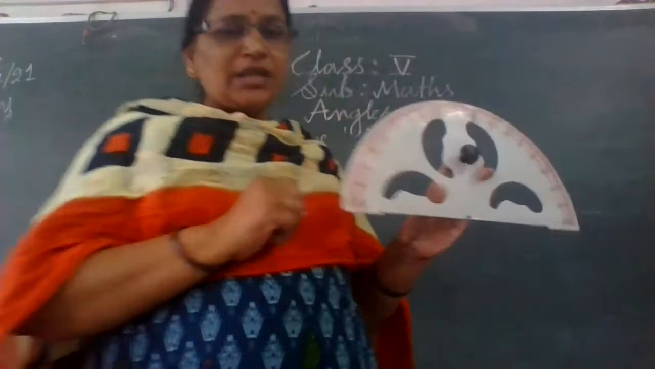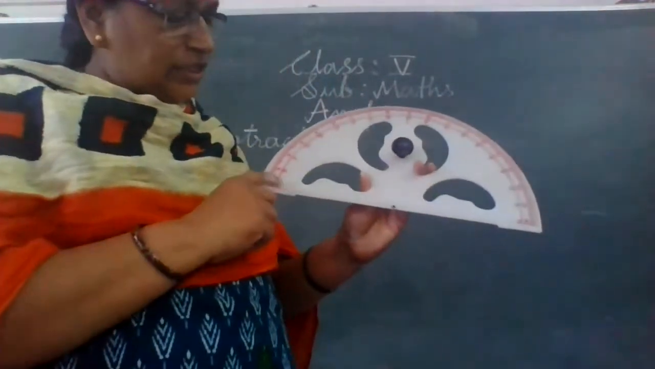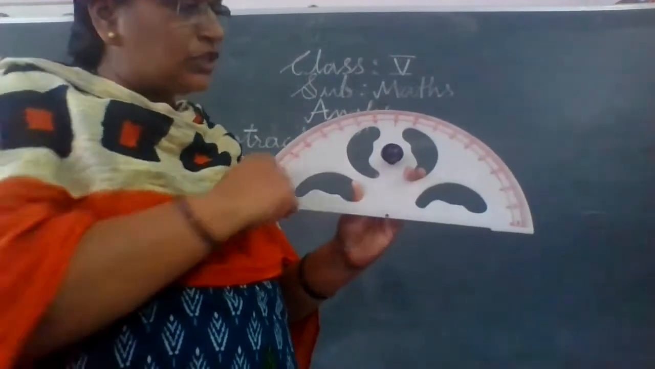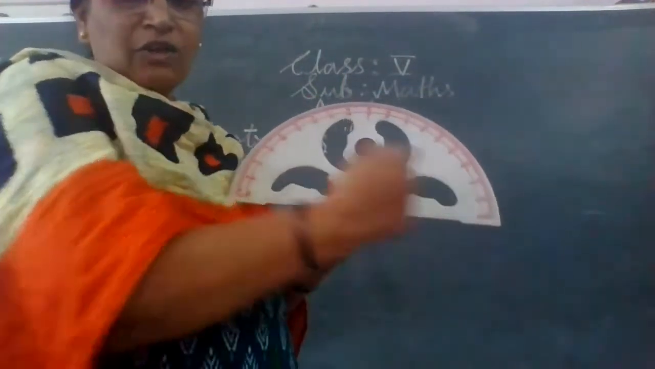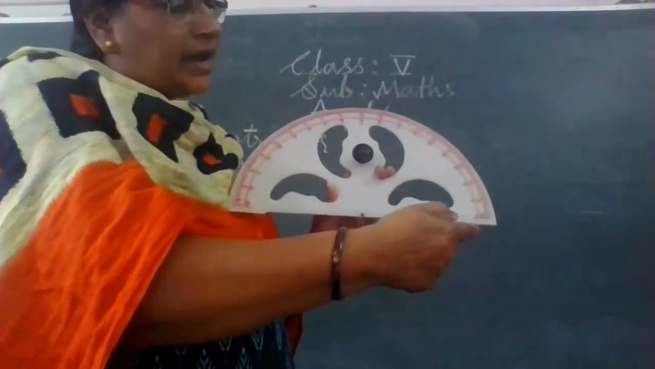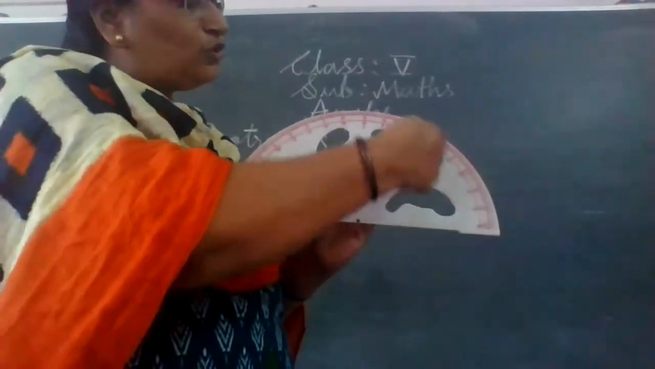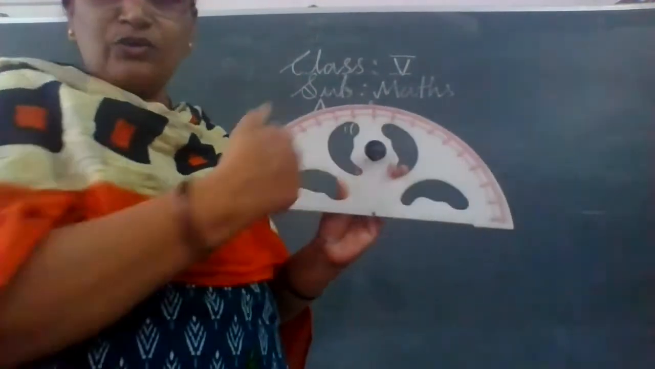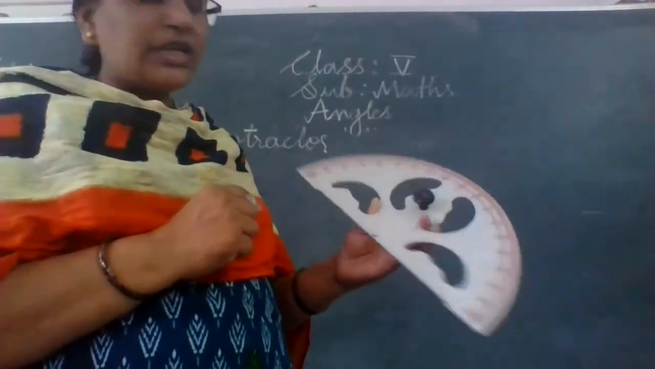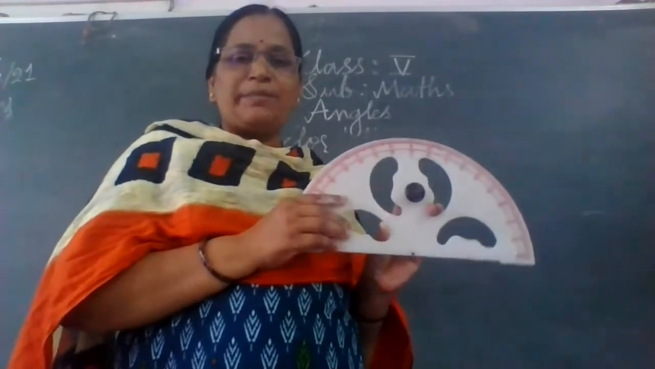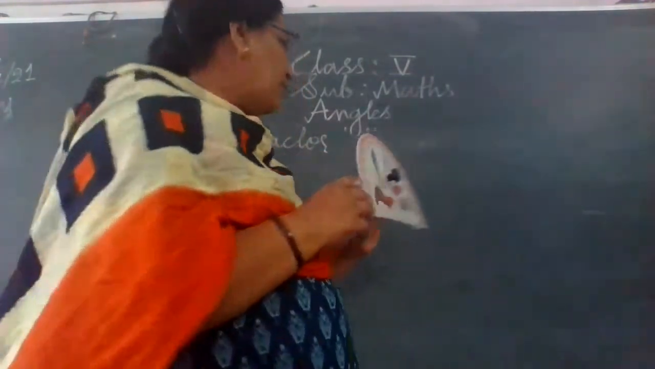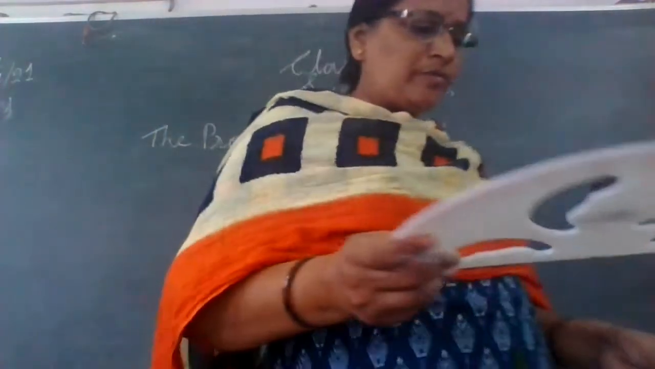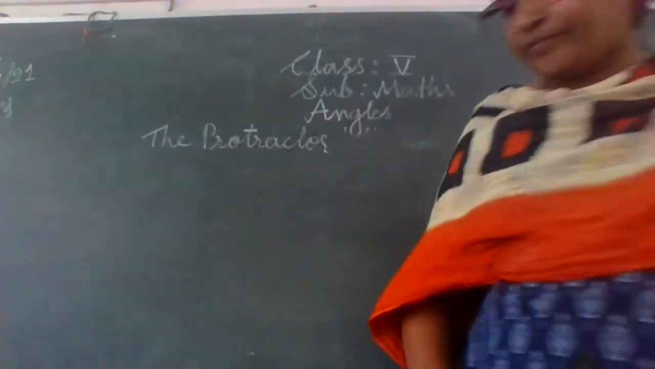Okay. Now see properly. Here two scales are marked. One is running from 0 to 180 from left to right, and another is running from 0 to 180 from right to left. Okay, so which scale do you use? It depends on the shape of the angle, or how to measure the given angle.